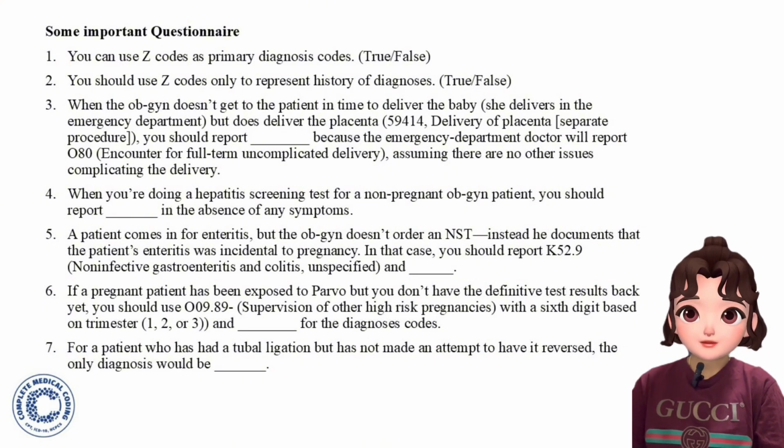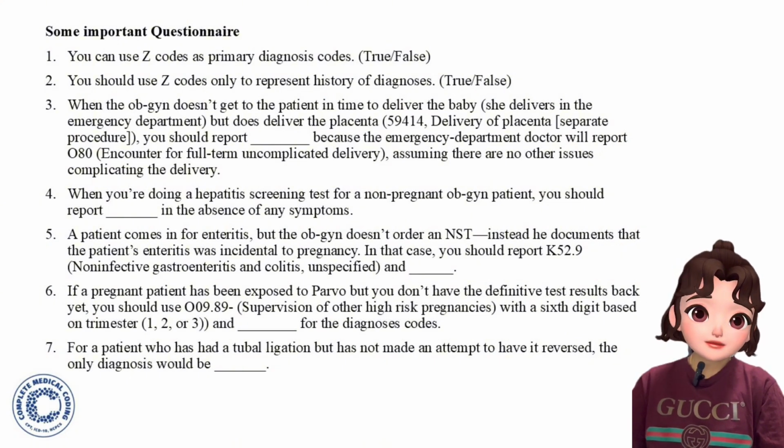First one. You can use Z codes as primary diagnosis codes. True or false? Second one. You should use Z codes only to represent history of diagnosis. True or false?